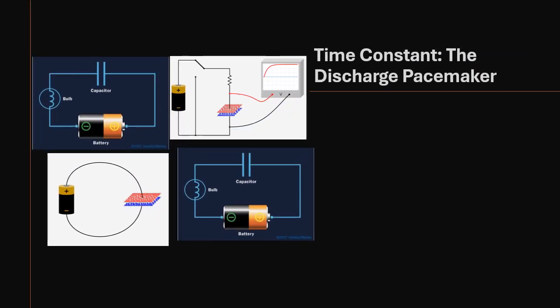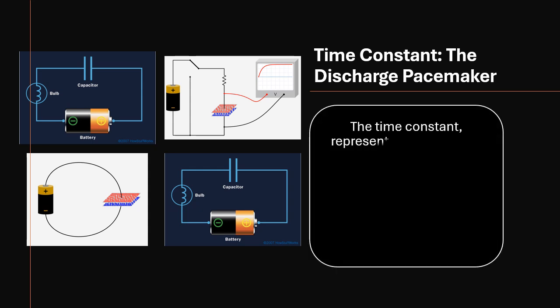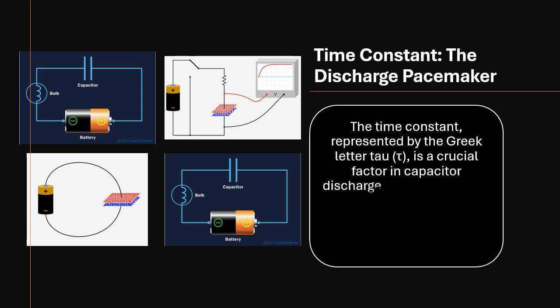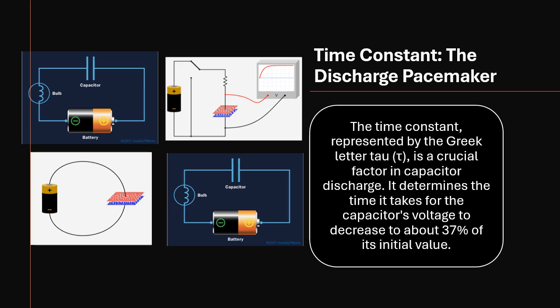Time constant, the discharge pacemaker. The time constant, represented by the Greek letter tau, is a crucial factor in capacitor discharge. It determines the time it takes for the capacitor's voltage to decrease to about 37% of its initial value.